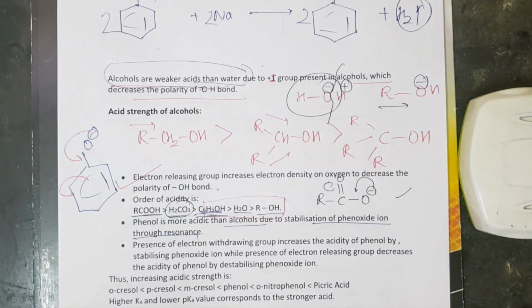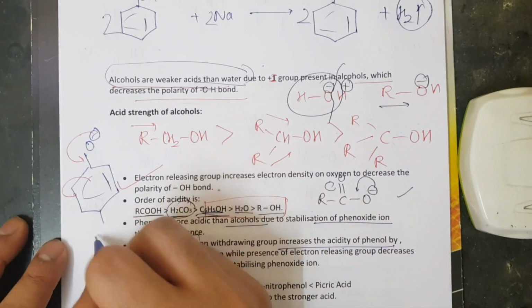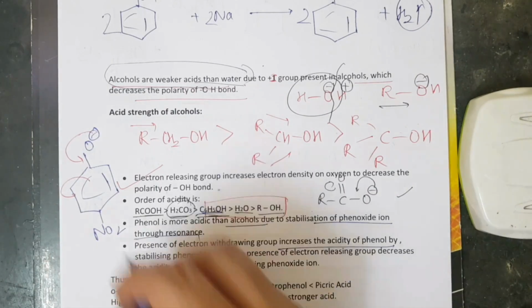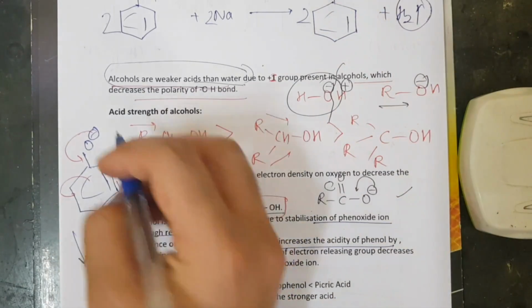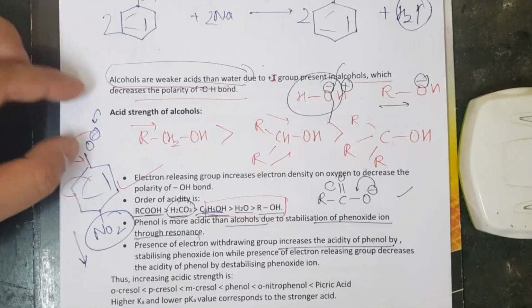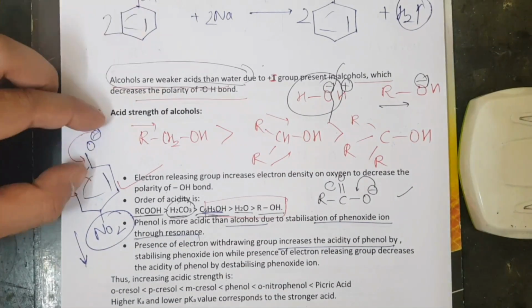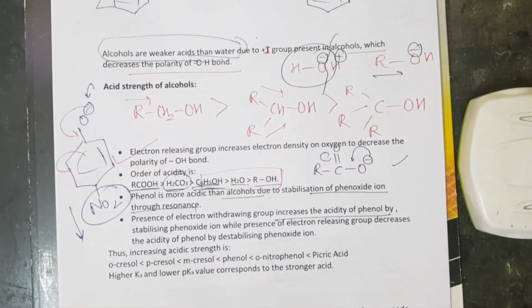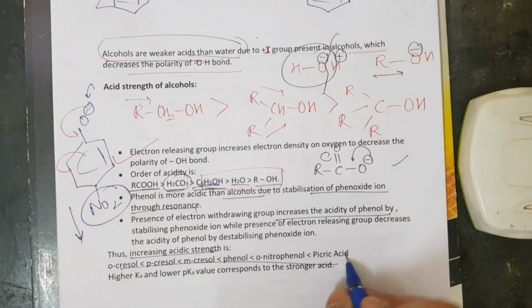Now the presence of an electron withdrawing group increases the acidity of the phenol. Like for example, if I would have placed NO2 here, that will increase the acidity because this will withdraw. We have an electron rich ring, we want to decrease the electron density here. So to decrease it, what do I need? A withdrawing group. So that is the logic which I am using here. So thus the increasing order of acidic strength is this one.